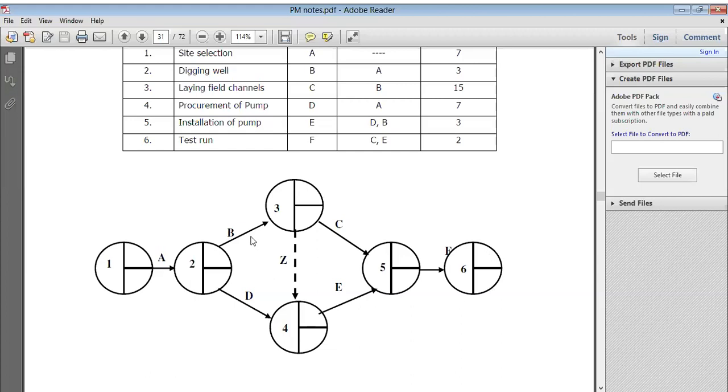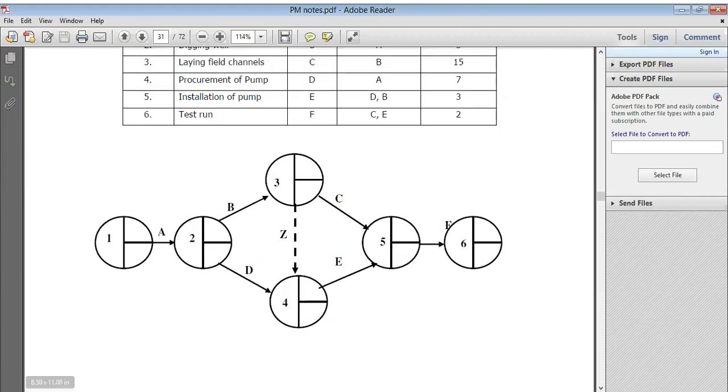Hope you understand. Yes, does anyone want to ask any question regarding this? Do you understand what I'm saying? It's very easy how to calculate the critical path.